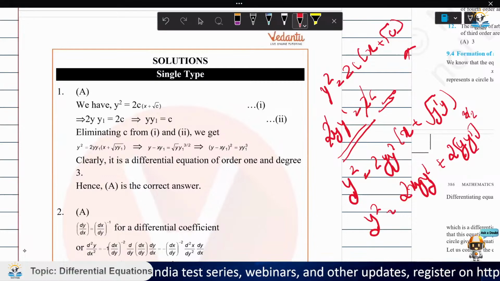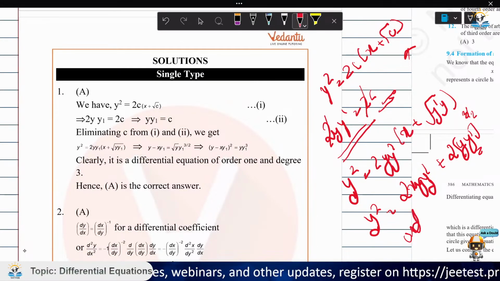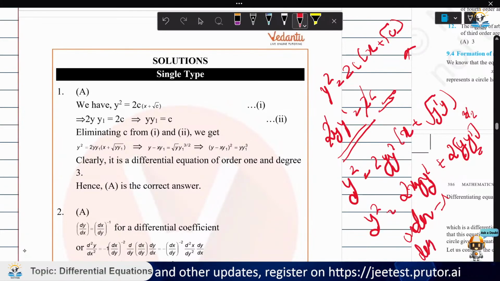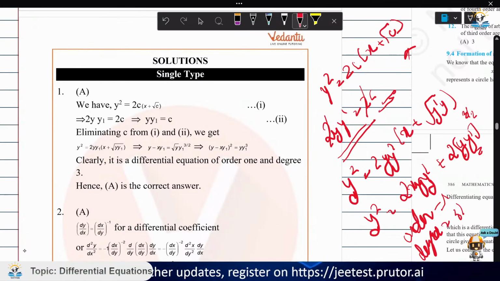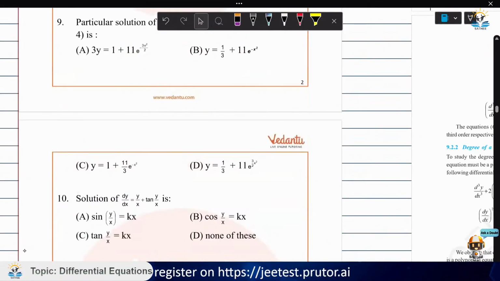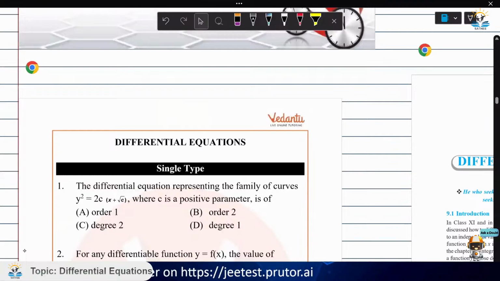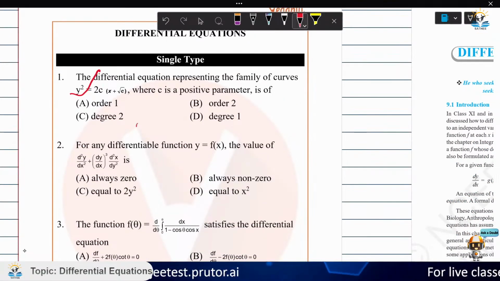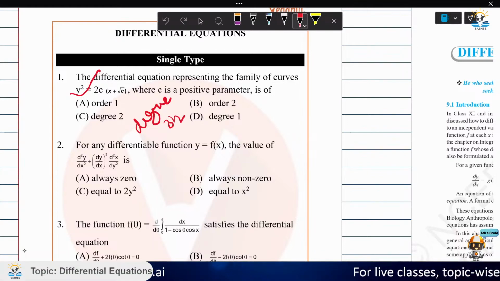So again, we have the highest derivative as y dash. So the order becomes 1 and the degree becomes 3 by 2. Let us see the solution. It says A is the solution. Okay, it's order 1 and degree 3 by 2.